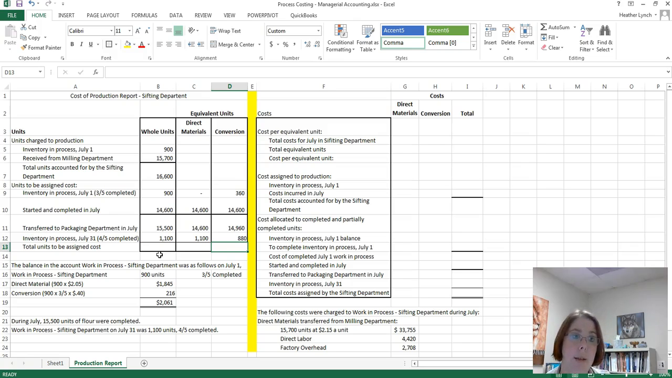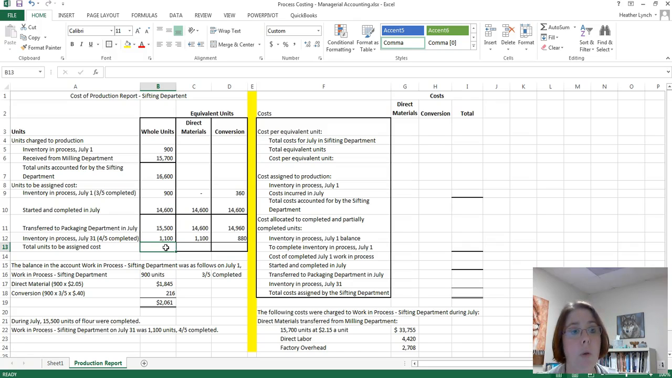Okay, this is, again, we're doing the sifting department, and at the end of July 31st, we were 4/5 complete. Now, if you think about it, if we were doing the packaging, remember how up here, inventory in process July 1st, we finished that 2/5? Over here, in our packaging, since it was 4/5, we would have done 1/5. Okay, so just kind of think of that in your head.